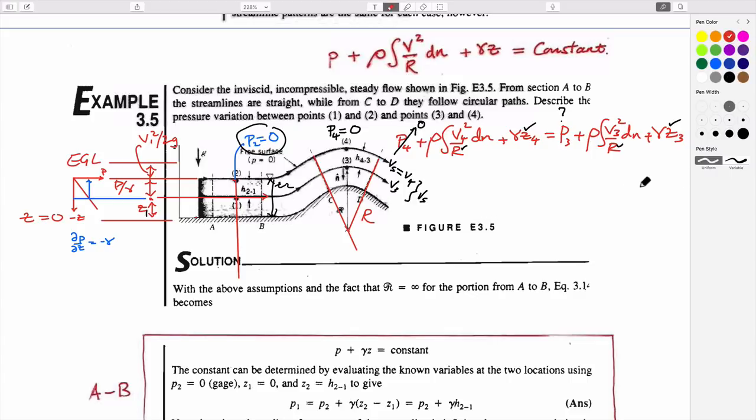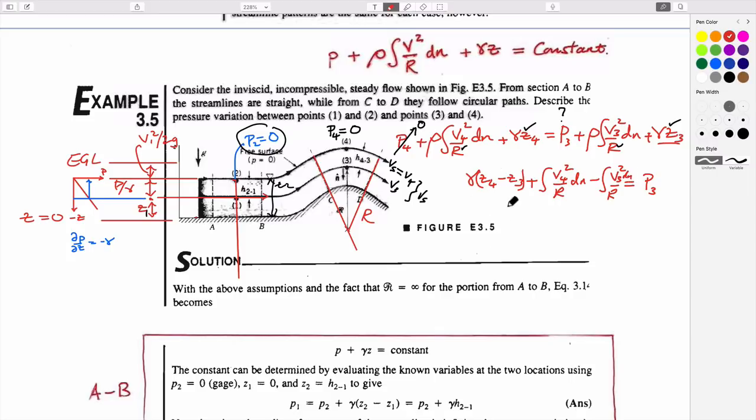I'll go back to red again. P3 over unit weight is equal to Z4 minus Z3, just taking this term here on the left-hand side. And it's going to be these other two terms plus this integral of V4 squared over R dn, minus V3 squared over R dn.